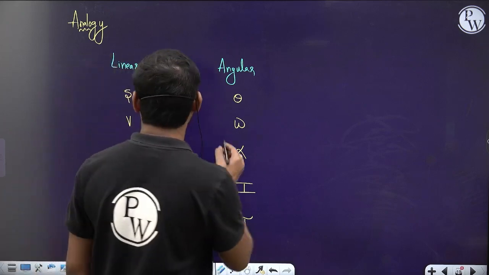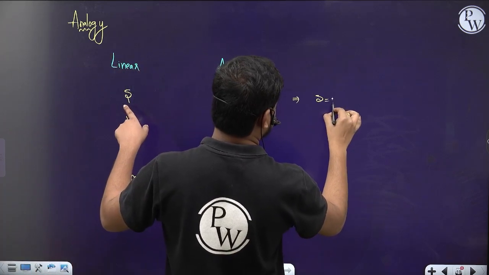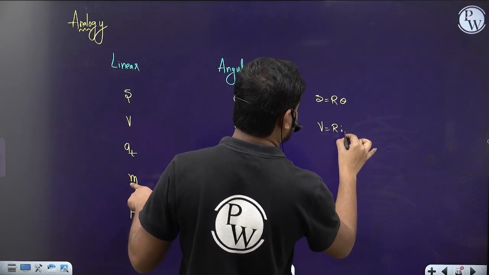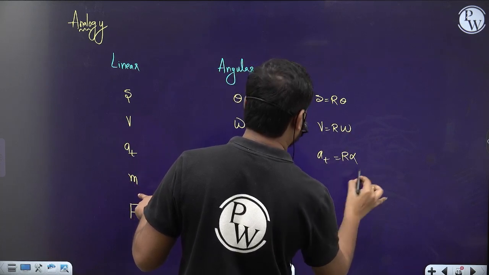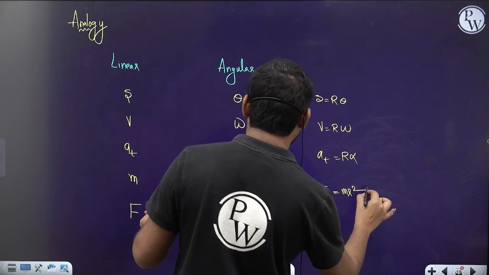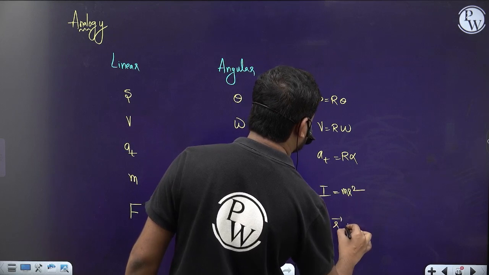What's the relation between theta and s? s is equal to r theta, we know, and v is equal to r omega, right? And the tangential acceleration a_t is equal to r alpha. Then the moment of inertia and mass: I is equal to m r square. And torque and force: tau is equal to r cross F, right?